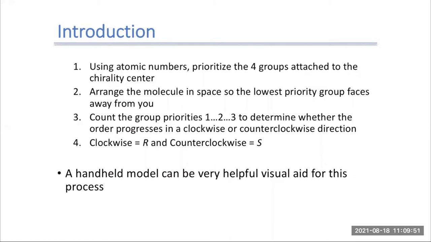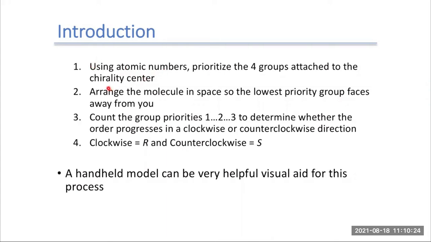And the rules for figuring out our chiral center are we're first going to look at the atomic number to prioritize our groups. So we want to come up with a ranking of which group is the most important to the least important. Which group has the highest priority to the lowest priority. First, we're going to rank the groups by using their atomic numbers.